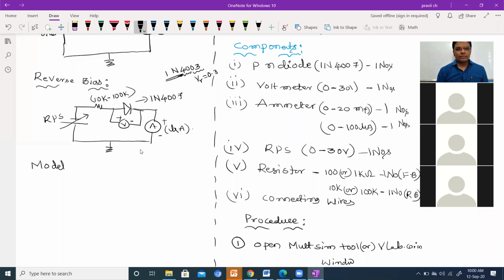Model graph. Model graph. Forward bias and reverse bias. Already in our regular class, I explained about VI characteristics.